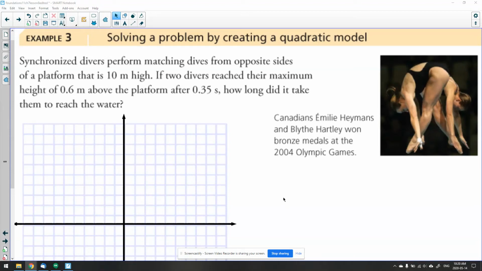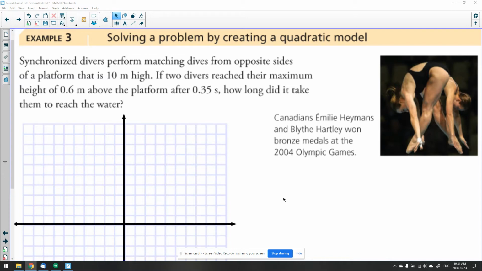All right, so we'll take a look at another example where we have to create a quadratic equation from a real life example here. Synchronized divers perform matching dives from opposite sides of a platform that is 10 meters high. If two divers reach their maximum height of 0.6 meters above the platform after 0.35 seconds, how long did it take them to reach the water?